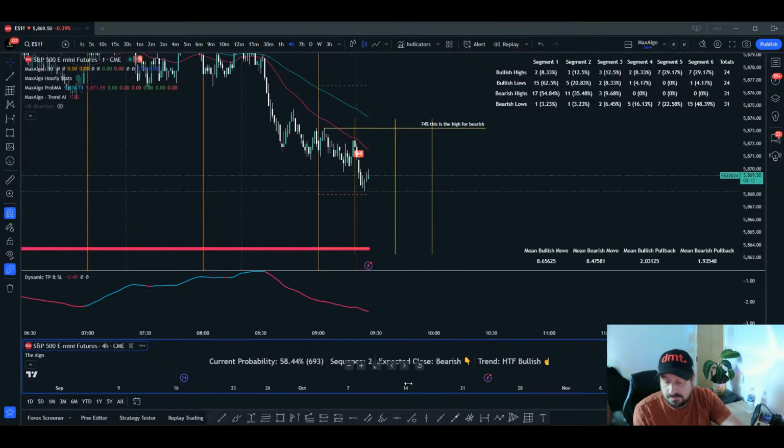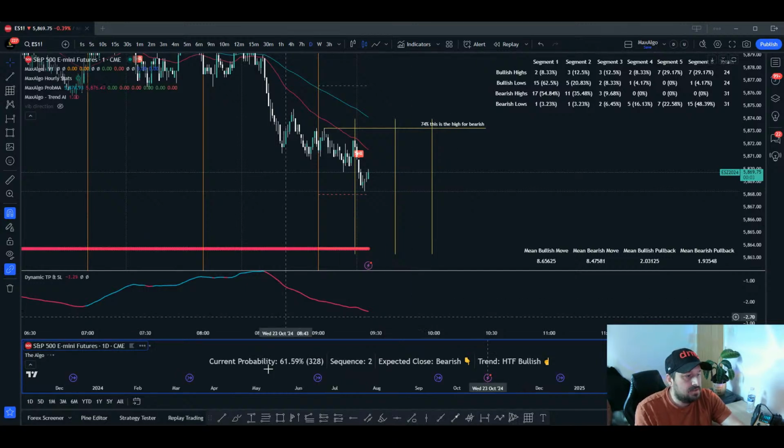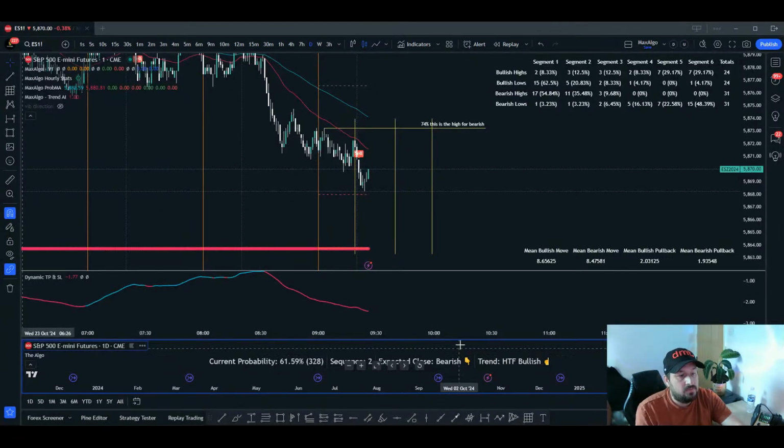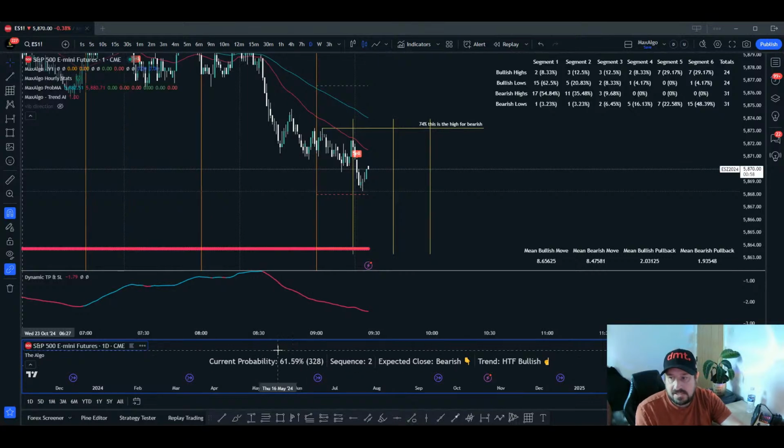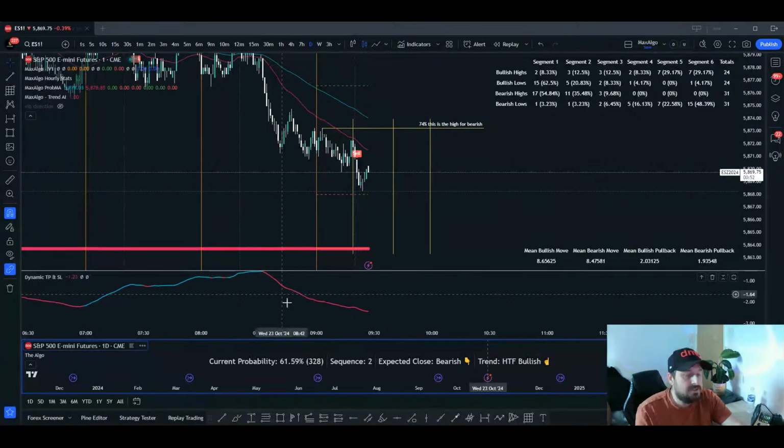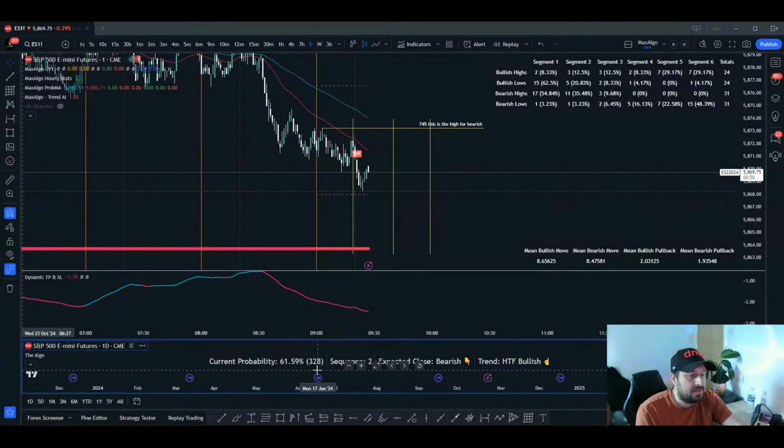So what we can do as well, we can also predict how we think New York's going to go, right? So obviously we've got the daily candle. So let's just have a look at the daily candle. So we know that the daily is currently saying that we're more likely, 61%, not huge probability, but more likely to close bearish, but we are in a higher time frame bullish. So we need to be mindful of that.